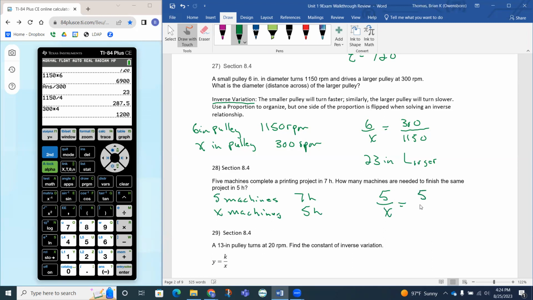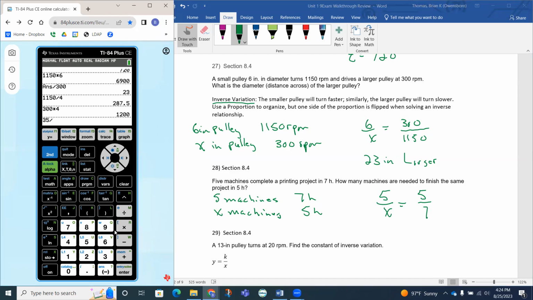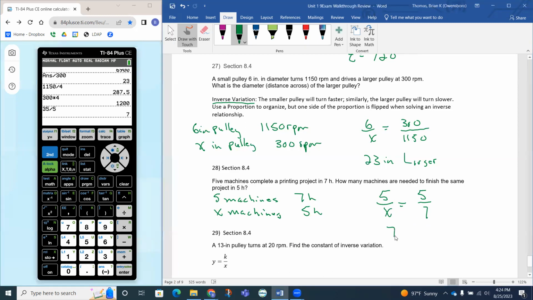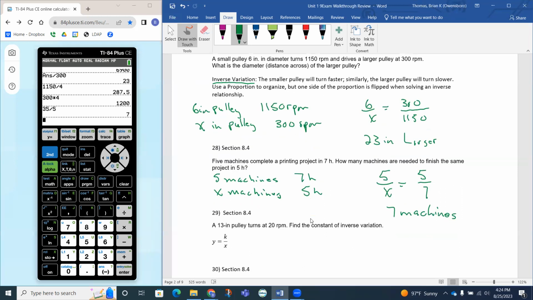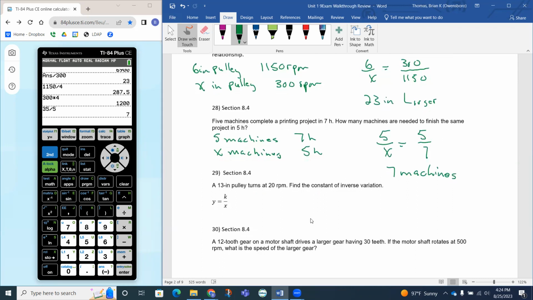So I have this as 5 on top and 7 on the bottom. Then I can just cross multiply and divide. So 5 times 7 is 35. And then 35 divided by 5, that's going to be 7. And that makes sense because that would make them equal. So 7 machines would be what we're seeing there. So 5 machines take 7 hours, 7 machines would take 5 hours. That makes sense in our answer. So that's what we call an inverse relationship, inverse variation.